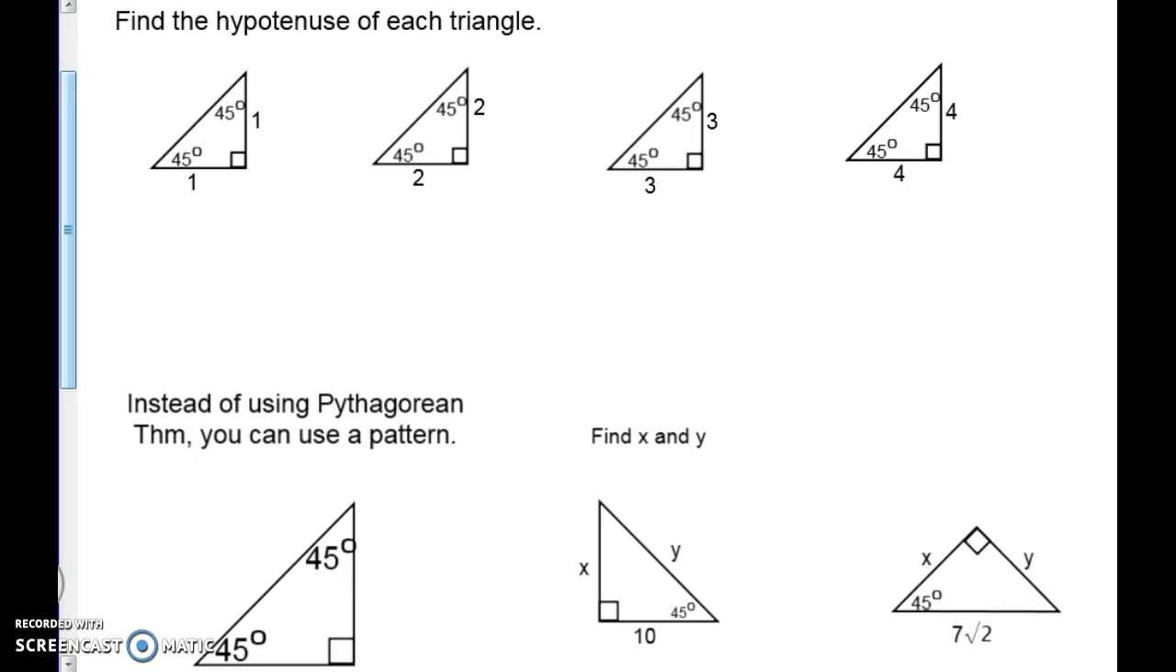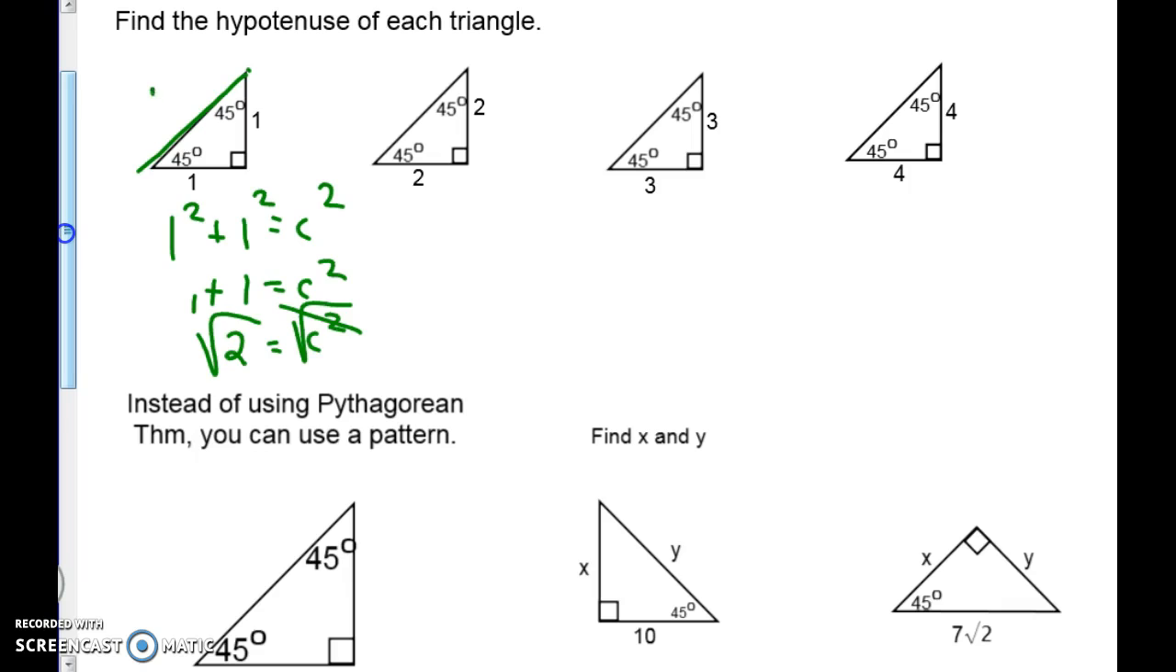Okay. So right here, if I did Pythagorean theorem, it's 1 squared plus 1 squared equals c squared. 1 times 1 is 1 plus 1 is c squared then, right? 1 plus 1 is 2. Then I would take the square root. So that means my answer for this side right here is the square root of 2. Everybody get that? Is that what you got?